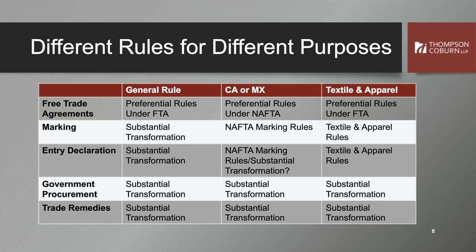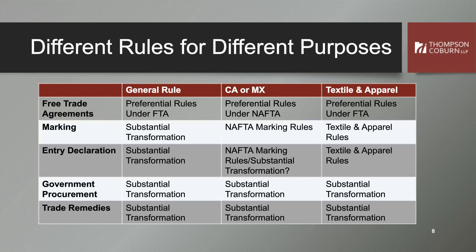So for marking under USMCA, you really want to look at both the NAFTA marking rules of origin and the substantial transformation test and figure out how that marking is going to be, and there may be a need to request information from Customs to make a determination. Then textile and apparel have separate rules of origin that we use under 19 CFR Part 102. Entry declaration, another purpose for country of origin.